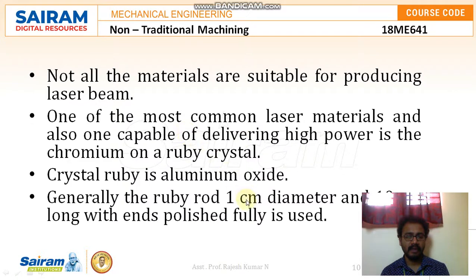So here are the things to remember before moving to the operation. The ruby crystal is a very important material, where aluminum oxide is completely dispersed with chromium, and both ends are polished, where one side is partially polished and the other side is fully polished, usually with silver. Silver oxide is usually used, and the size of this ruby crystal is 1 centimeter diameter and 10 centimeter long. This is the recommended range for the ruby crystal. Okay, we can discuss the operation in the next video.